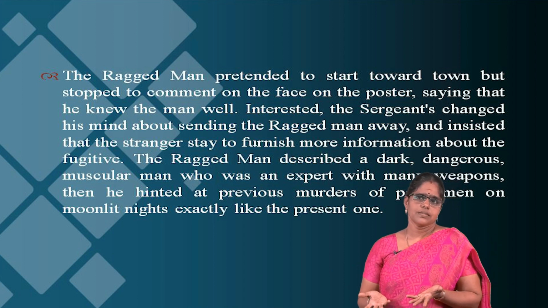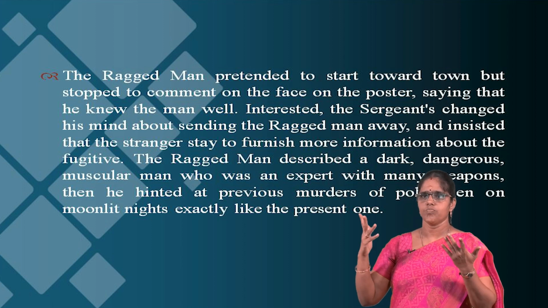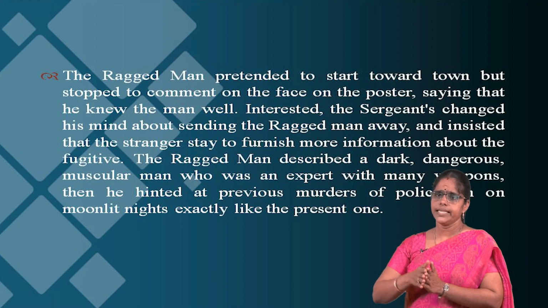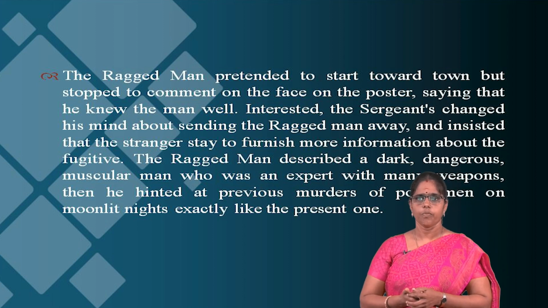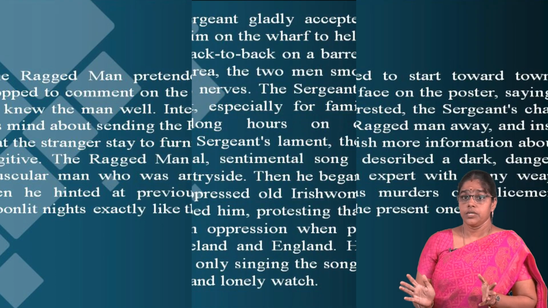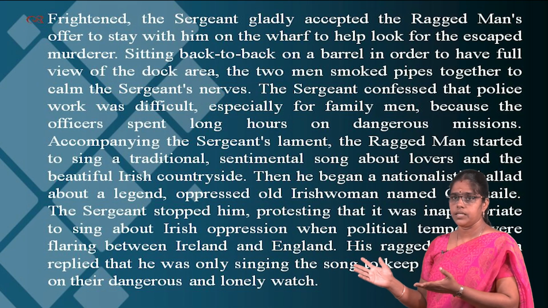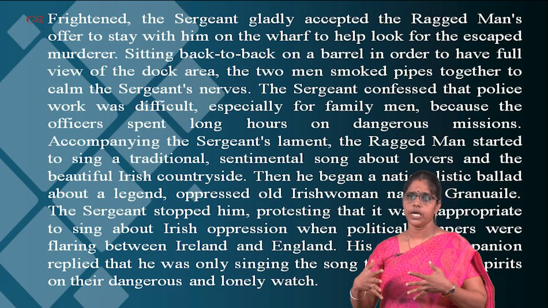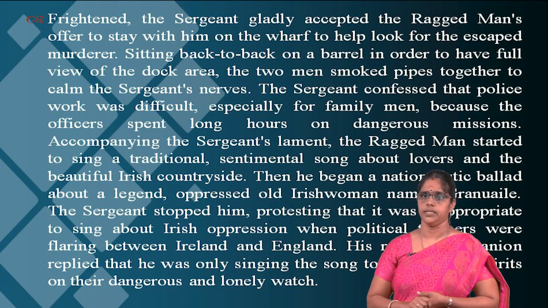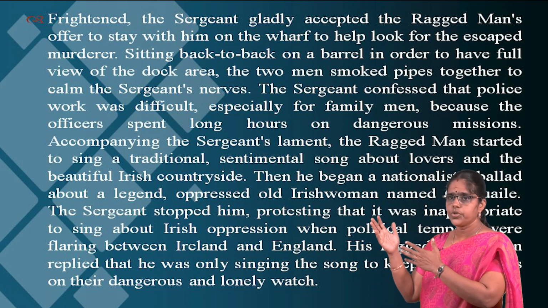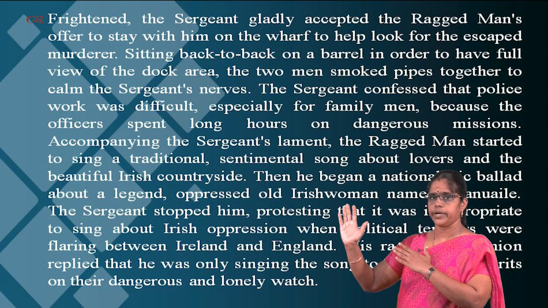The ragged man described a dark, dangerous, muscular man who was an expert with many weapons. Then he hinted at previous murders of policemen on moonlit nights exactly like the present one. Frightened, the sergeant gladly accepted the ragged man's offer to stay with him and help look for the escaped murderer, sitting back to back on a barrel in order to have a full view of the dock area.